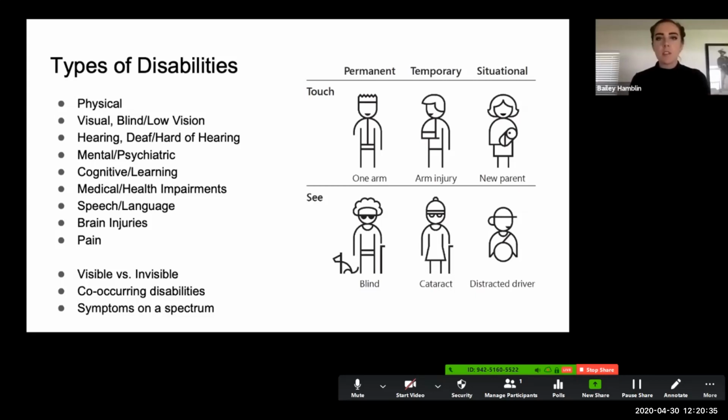I like this graphic on the right because it goes through permanent, temporary, and situational types of disabilities. The top row is about touch. A permanent disability would be perhaps an amputee, who doesn't have an arm, and a temporary disability could be an arm injury, and a situational, quote unquote, disability would be a new parent, and they show the mom holding the infant in one arm or whatever.